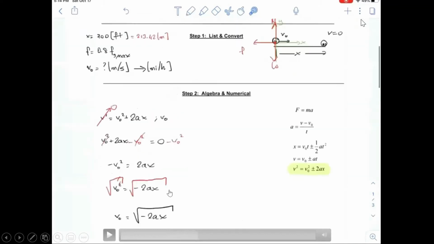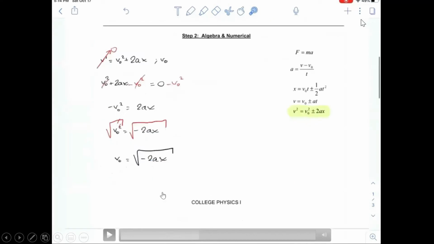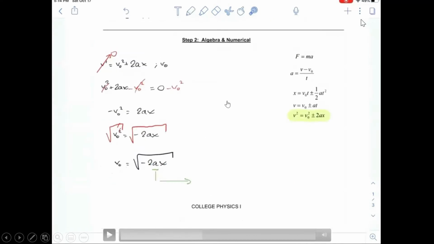We don't know what A is, so we need to come up with an expression for A. A is unknown. All right, so here's what I know. The acceleration is going to be caused by an external force. So that's the formula that we have to use.